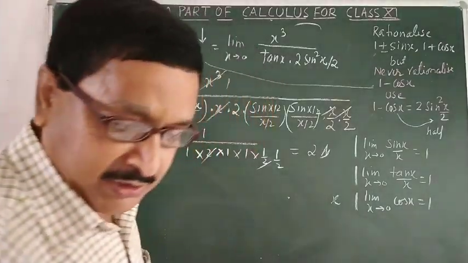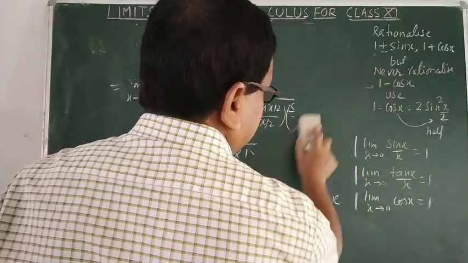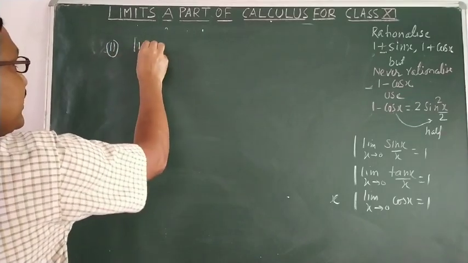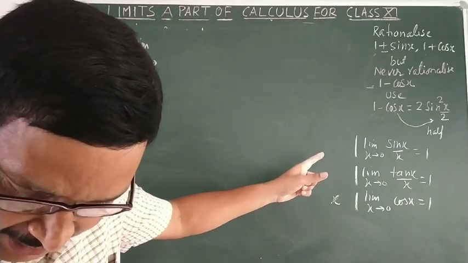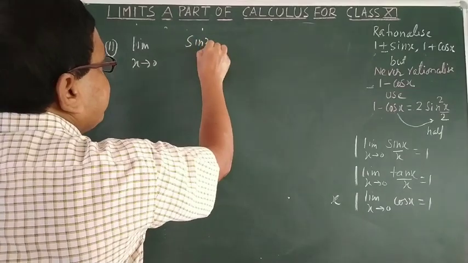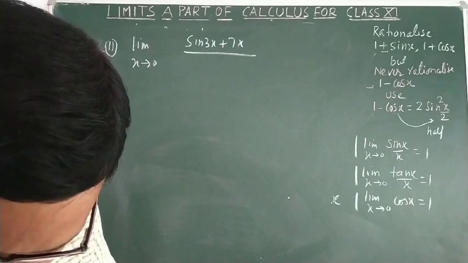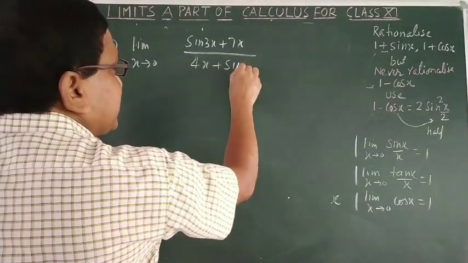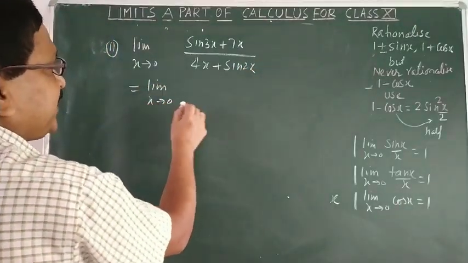Now the last question, the 11th number question. This will be the last for this day. Limit x tends to 0. Again x is tending to 0, and again the formula will start working. Sin 3x plus 7x by 4x plus sin 2x. Very interesting problem, as well as very easy.